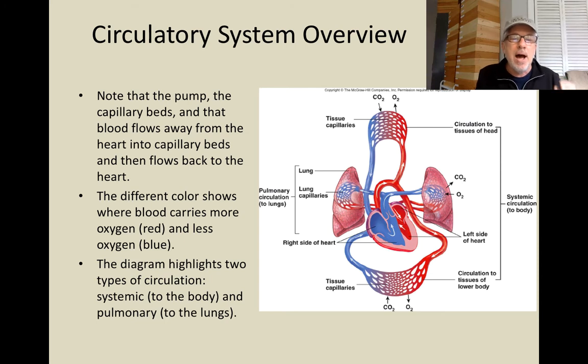The diagram highlights two types of circulation that we find in the human body. Systemic circulation, shown here and here, which is where blood leaves the heart and goes out to the tissues of the body. And pulmonary circulation, which is circulation to the lungs, shown here and here, where blood leaves the heart, goes to the lungs, picks up oxygen, goes back to the heart, and then goes into the systemic circulation.